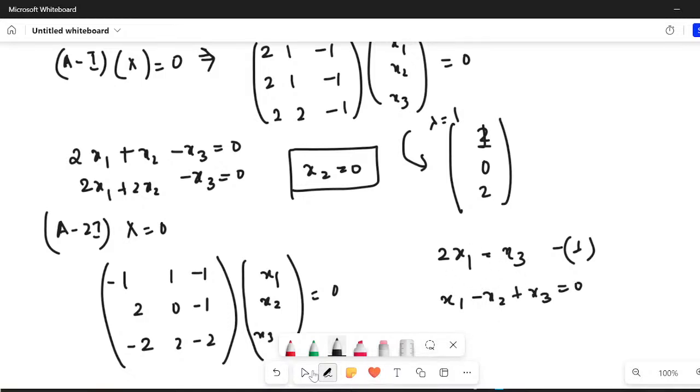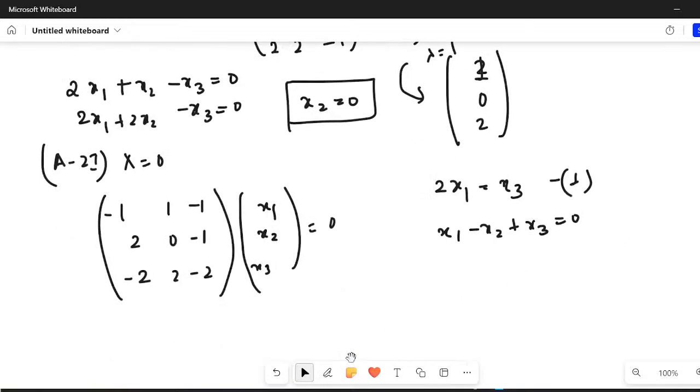And if 2x1 is equal to x3, then I can also write, if 2x1 is equal to x3, this is what I have written here, then minus x1, 2x1. If I write 2x1 here, this will give me x3.